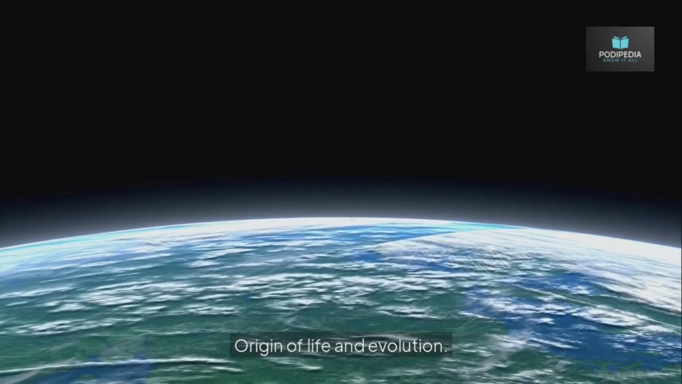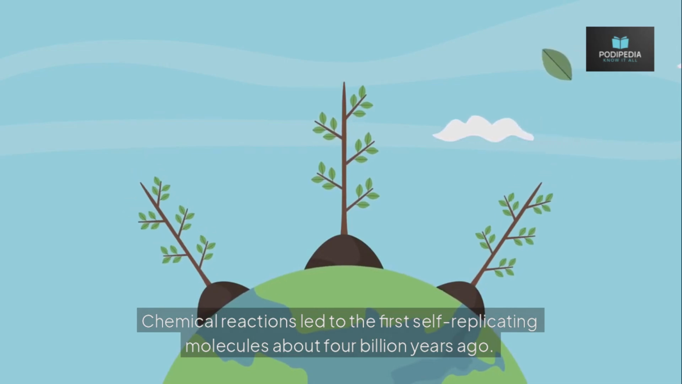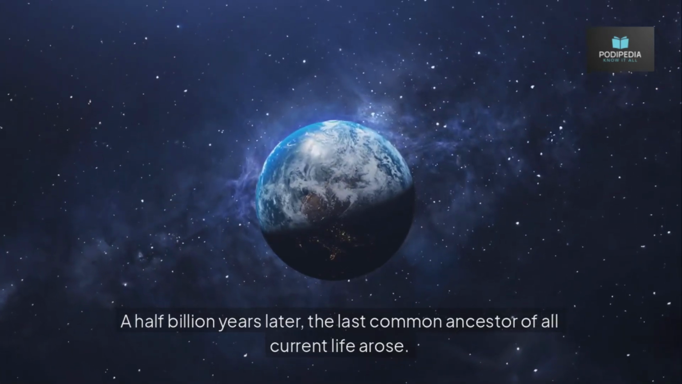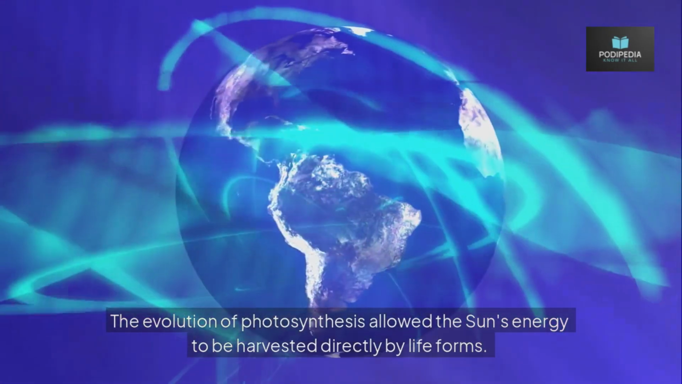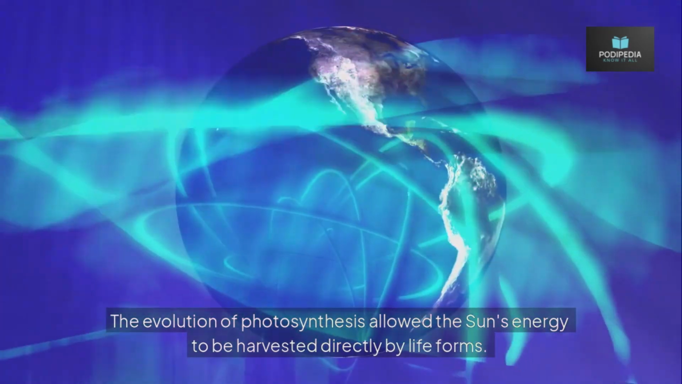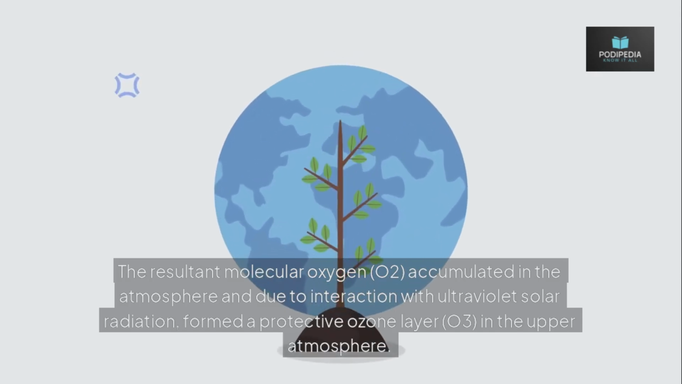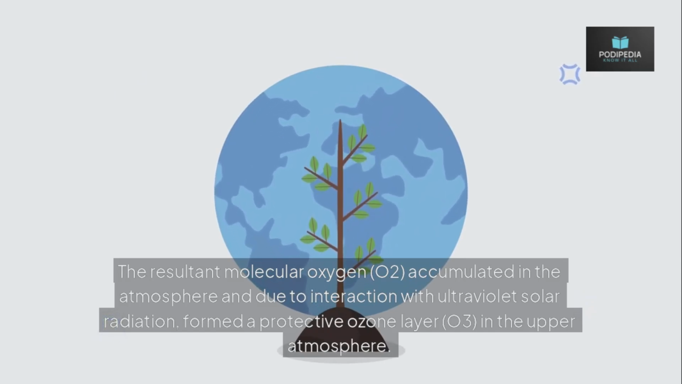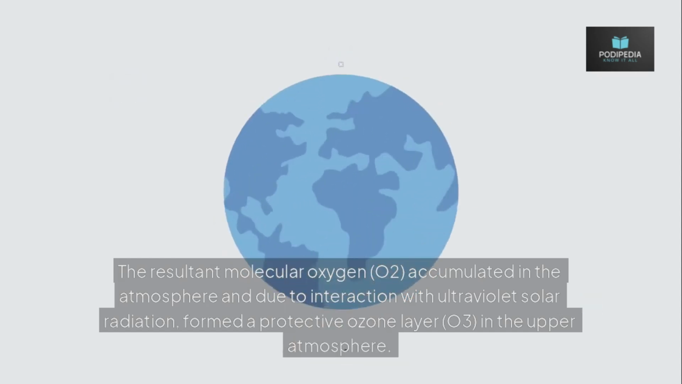Origin of life and evolution. Chemical reactions led to the first self-replicating molecules about 4 billion years ago. A half billion years later, the last common ancestor of all current life arose. The evolution of photosynthesis allowed the sun's energy to be harvested directly by life forms. The resultant molecular oxygen, O2, accumulated in the atmosphere and, due to interaction with ultraviolet solar radiation, formed a protective ozone layer, O3, in the upper atmosphere.